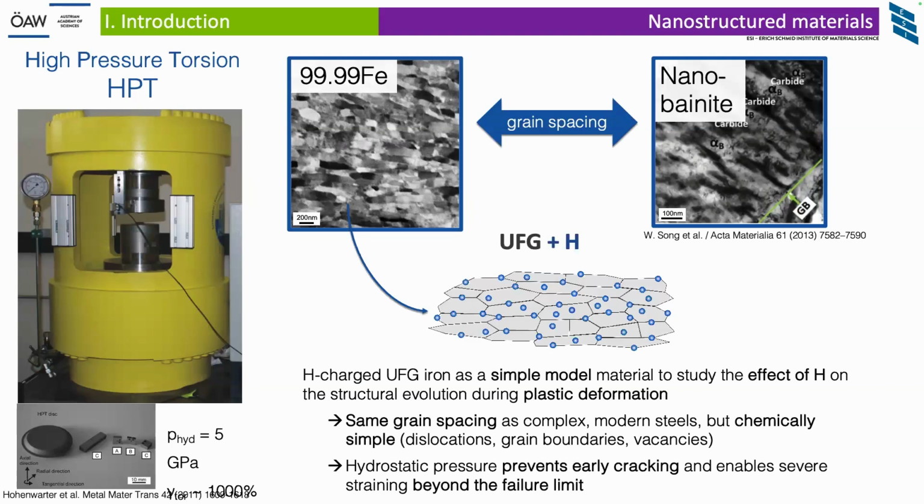so it's easier to interpret the data. And we want to learn something about the effect of hydrogen during severe straining, because the beauty of this technique is we have a hydrostatic pressure, which means we can prevent early cracking of the material. So we can really study the effect of hydrogen on plasticity beyond the failure limit of the material.